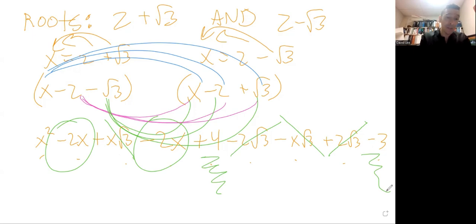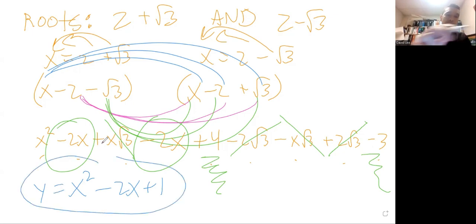So final answer down here in blue should be x squared minus 2x plus 1. And call this y equals, if you'd like. Done. Final answer.